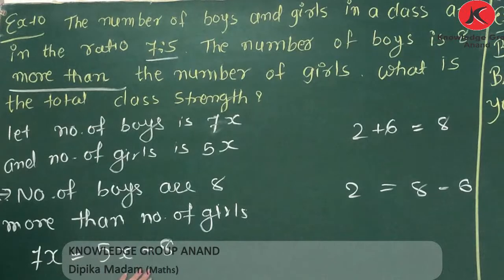Why? Because these are the number of girls and these are the number of boys. So we are adding 8 to the number of girls. Now 5x will be on the left side. 2x is equal to 8. 2 in a divide. So 4. What is the value of x? 4.